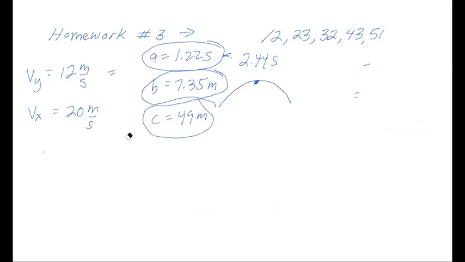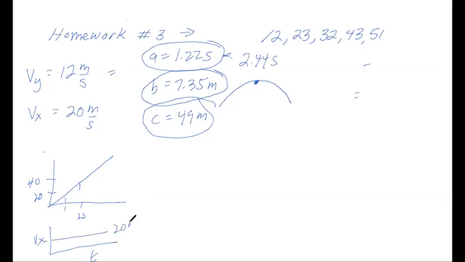All right, so for our x versus t, the position in the x direction, I've got a constant velocity. So my slope is going to be my velocity, which is 20 meters per second. So this is 1 second, and that's 20 meters. This is 2 seconds, and this is 40 meters, and so on and so forth. That's pretty straightforward. And so now for my v sub x versus t, it's going to be a straight 20 meters per second. That's that.